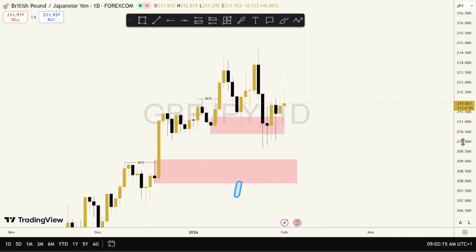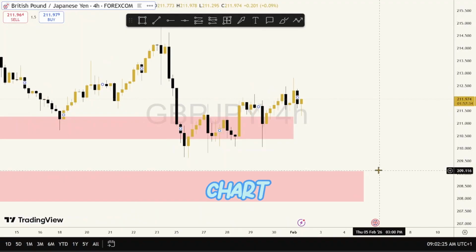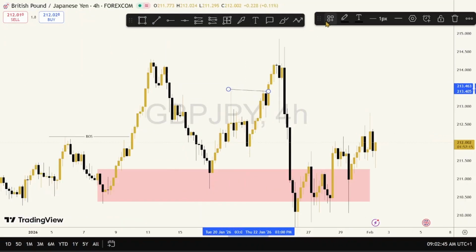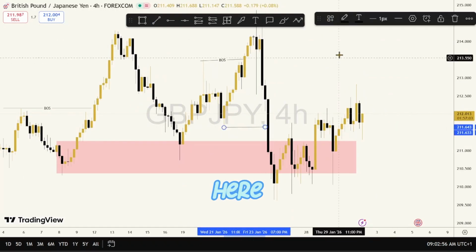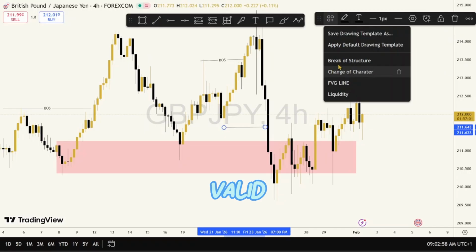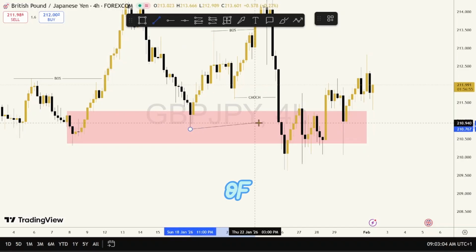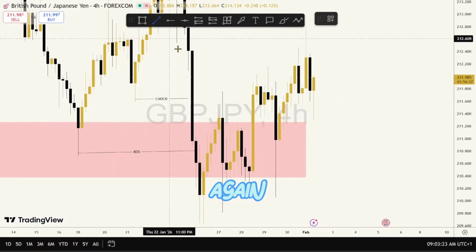So I stepped down to 4 hours because there was no other structure on the daily time frame. On the 4 hours, I cleared my chart to make it look neater. Then I saw this internal break of structure. There was no other structure to the upside in the 4 hours, so I saw this change of character here. Then to confirm if that change of character was valid to me, I also saw this break of structure to the downside, so I took note of it.